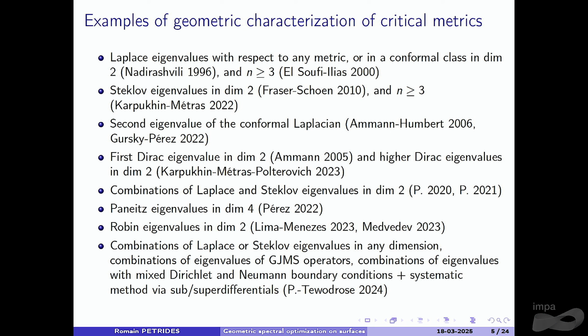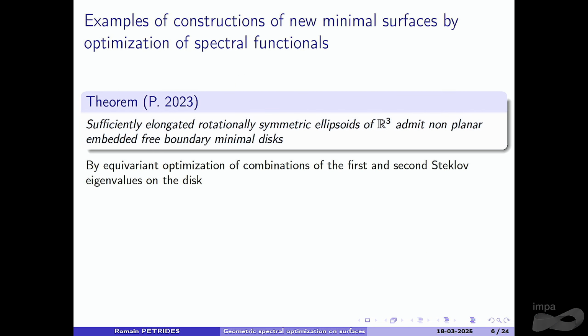Okay, so you have an industry of computations of critical metrics, and it's a motivation to make spectral optimization in order to construct solutions of these things, which are a kind of geometric interpretation of critical metrics. So I'll just give two geometric examples of results by spectral optimization. I proved the existence of free boundary minimal disks into ellipsoids, which are non-planar.